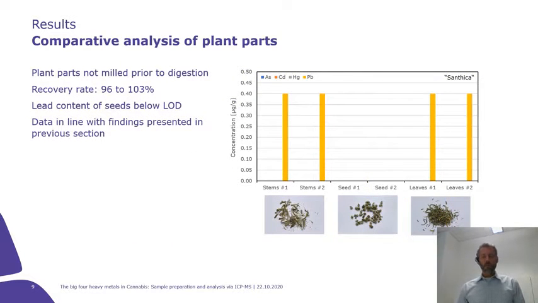A second set of experiments, as I explained before, is the comparison of different plant parts doing the very same experiment. The only difference is that these plant parts were not ground. So no milling took place. That was not necessary because we handpicked the different pieces, stems, seeds, and the leaves, and we did 2 experiments each. And the only metal that was detected in any of the samples was, in that case, lead. Recovery range was even better as compared to the previous samples, 96 to 103%.